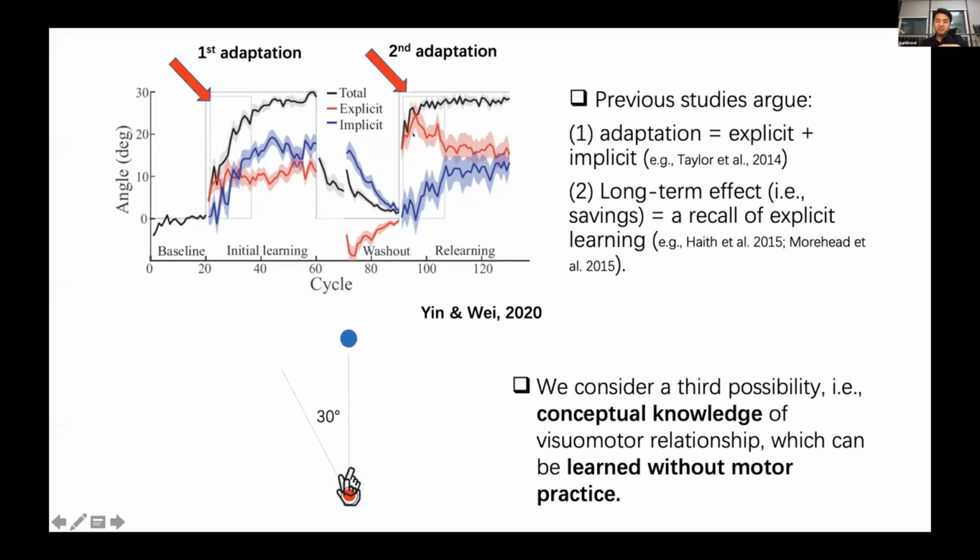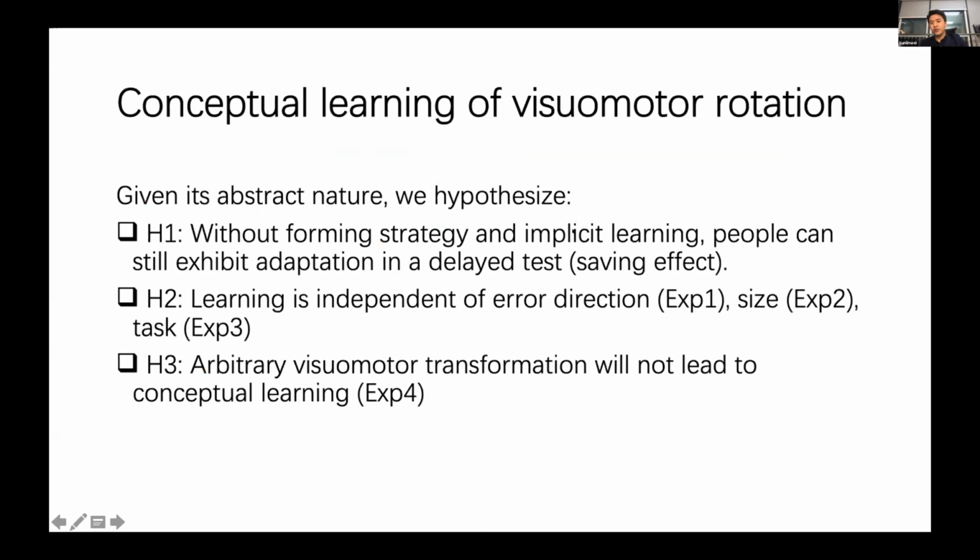My question in the current study is, I think there is a third component. When you are seeing this kind of visuomotor transformation, which means cursor movement is deviated from the hand movement, you simultaneously learn some conceptual knowledge of this visuomotor relation. Once you have this conceptual knowledge, it could lead to savings, a long-term effect of adaptation. If that is the case, I can make three predictions.